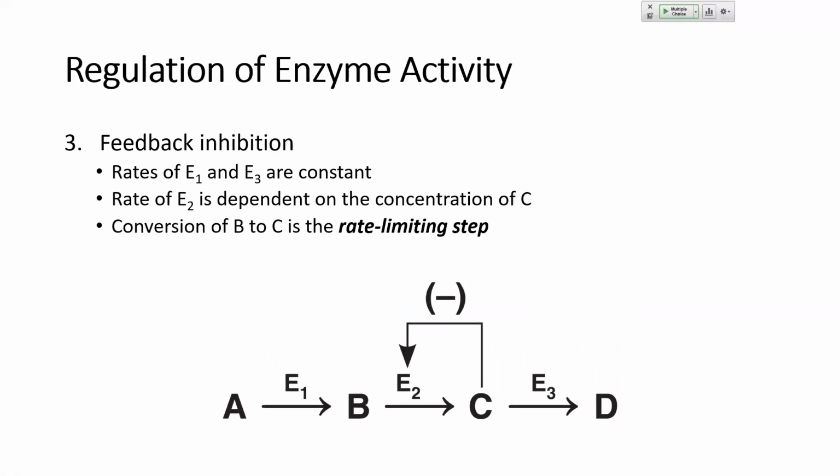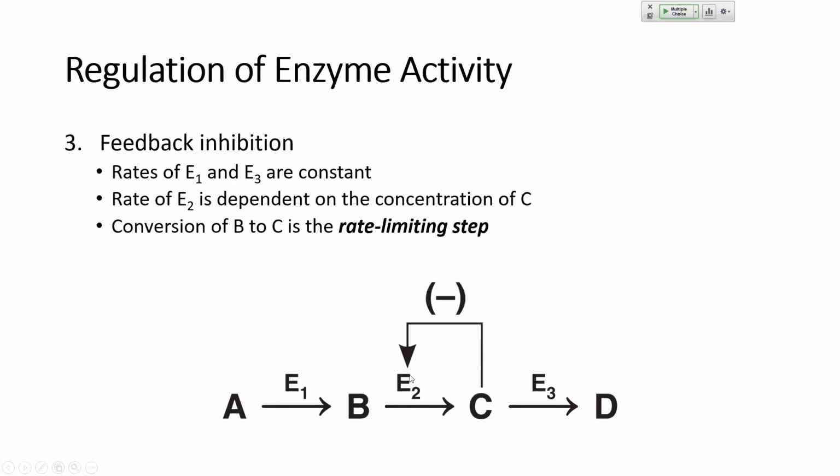The third mechanism is feedback inhibition. And this is basically regulating the rate of a single part of the reaction or a single enzyme based upon the substrate concentration of another product or substrate. So in this first example of feedback inhibition, the rate of enzyme 1 and the rate of enzyme 3 are pretty much constant, whereas the rate of enzyme 2 in the middle here depends heavily on the concentration of substrate C. So if we have a lot of C, we're going to turn enzyme 2 off, and that makes sense.